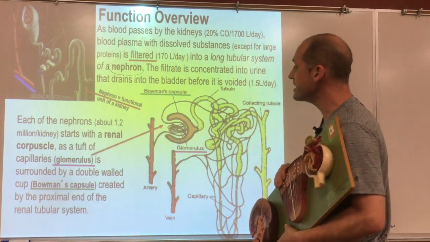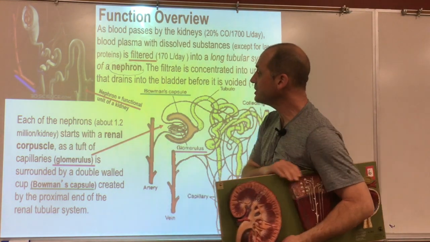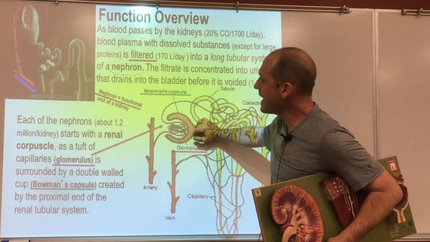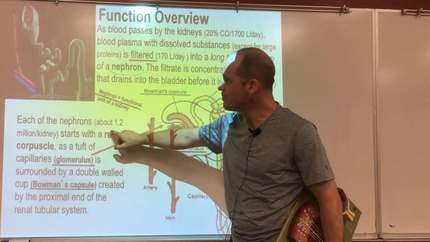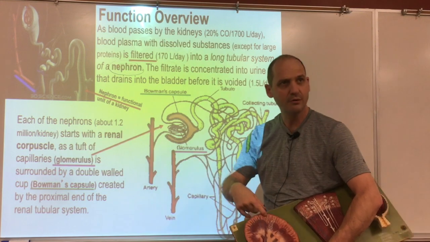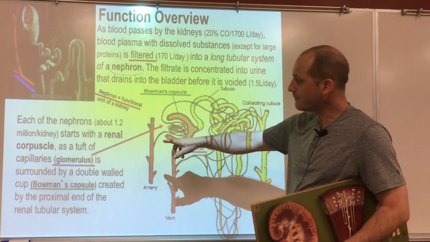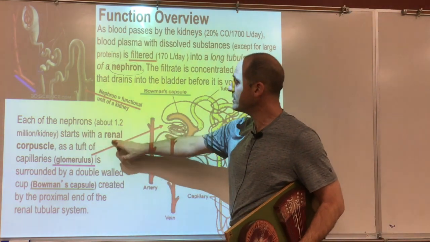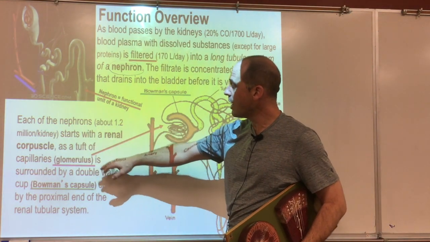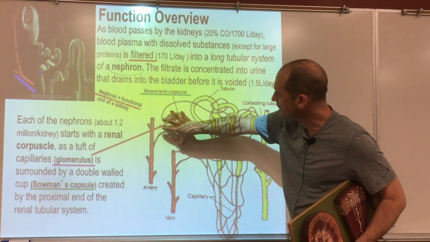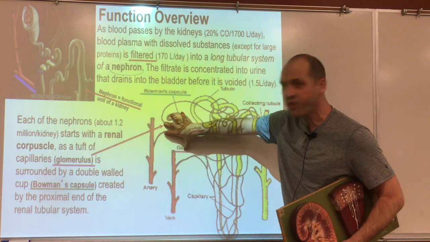So let's see, what did I miss? I missed that each kidney has about 1.2 million of these little dots. So that's a lot of dots. And we talk about how it starts as a renal corpuscle. The renal corpuscle is the term that's used for that whole thing.